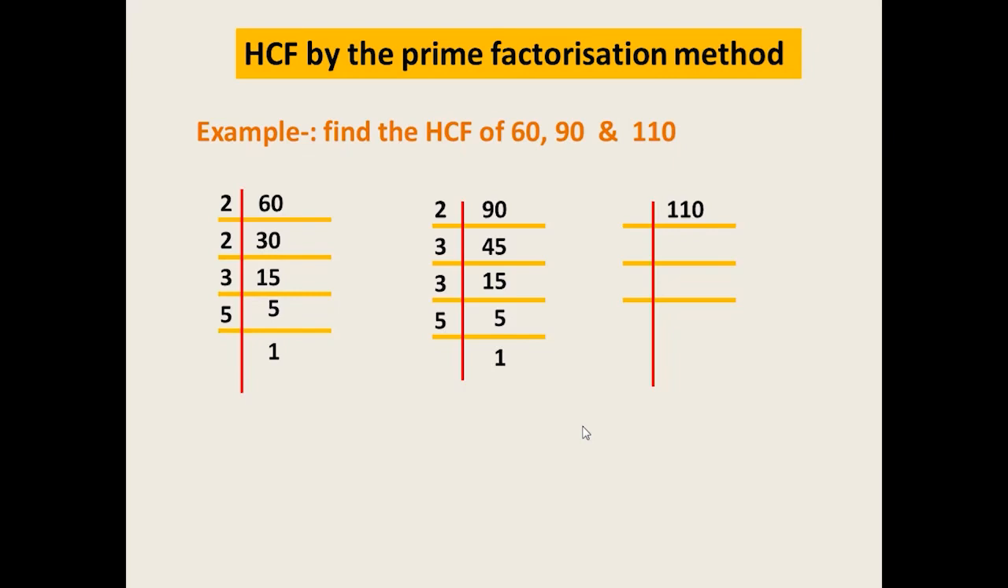Now move to the next number and find out the prime factors of 110 and divide this number also by 2. So we get the number 55. Now see, 55 is not divisible by 2. So we divide this number by the next prime number 3. But again 55 is not divisible by 3 also. So you divide this number by the next prime number, that is 5. So we get the number 11. Now divide 11 by 11. So we get the quotient as 1.